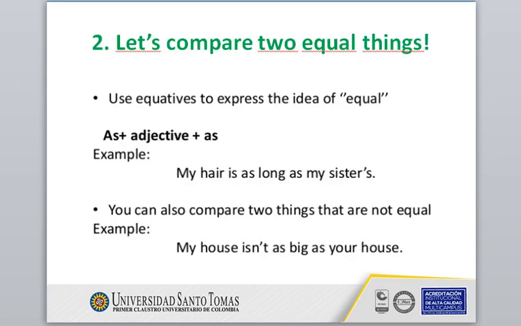Now, there is another way to compare things, but in this case the comparison stays the same, two equal things. We will be using the expression as plus adjective plus as. Like saying, my hair is as long as my sister's. In the affirmative form, you're saying that both of you have the same hair length, right? But if you want to compare things which are not equal, you will make the sentence negative. Like saying, my house isn't as big as your house. Okay, and this is also very common.